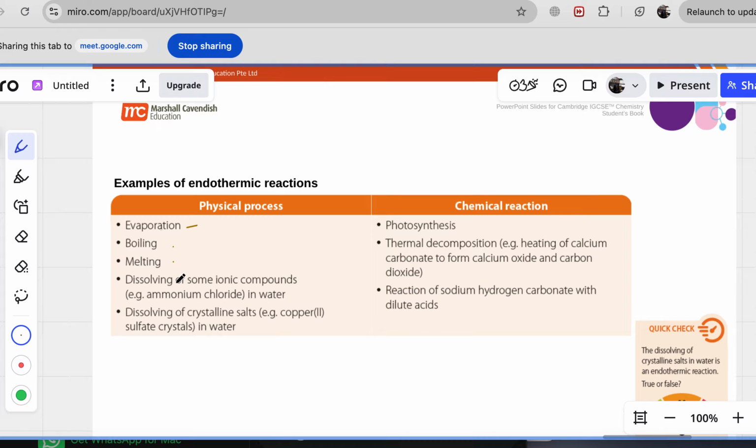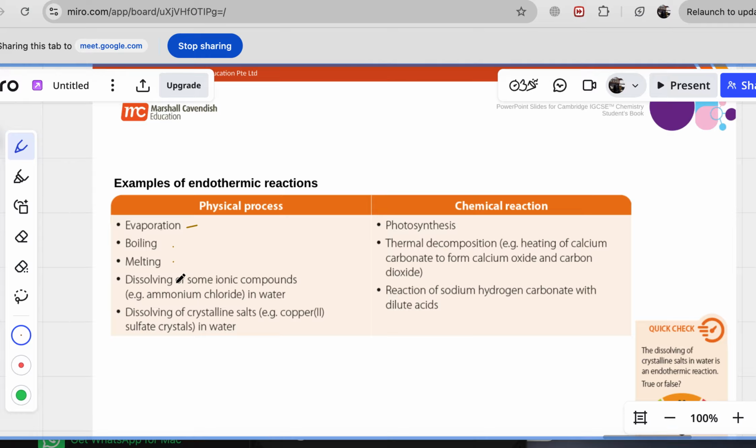Now let's take a look at the enthalpy change, delta H of a reaction. So enthalpy change is the total energy of product minus total energy of reactant. First, you calculate the energy of the product. Then you say minus, you calculate the energy of the reactant. So energy of product minus the energy of reactant, you get the enthalpy change.